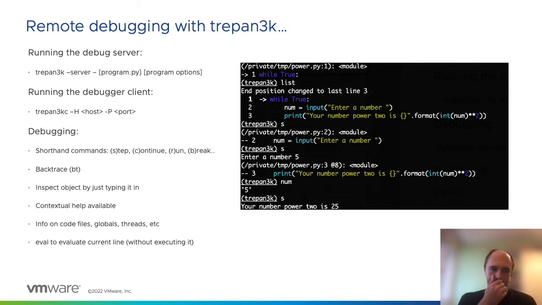Also, Trepan has contextual help available to assist the user. You can get detailed information on your Python source code files, the global variables, the threads, the local variables in your scope, of course. You also have the eval command to evaluate the current line without executing it, a cool feature that I mentioned already.